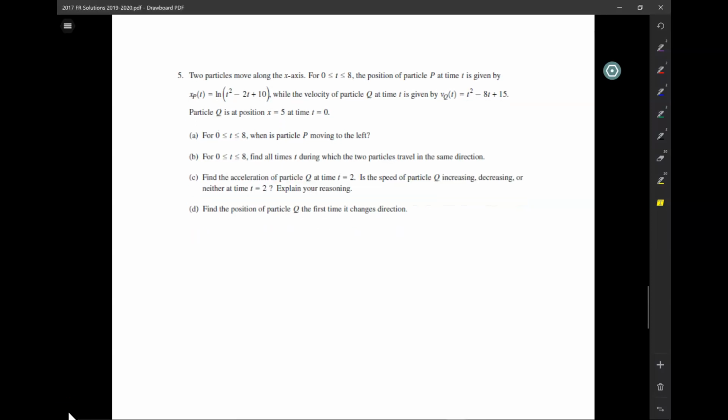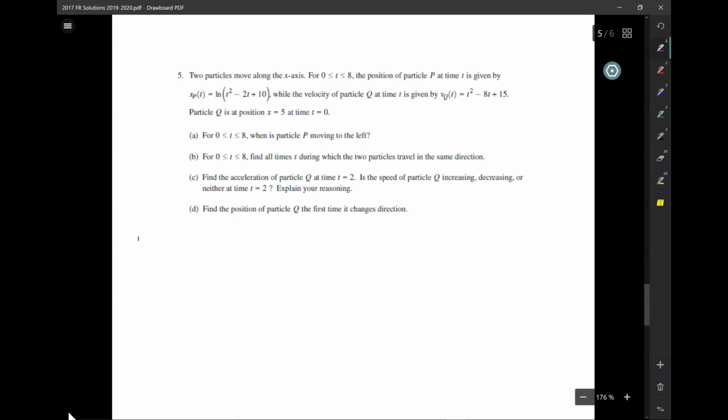Okay, so number 5, we have two particles moving along the x-axis. For 0 ≤ t ≤ 8, the position of particle P is given by x of t, while the velocity of particle Q is given by v of t. Particle Q is at x equals 5 when time is 0. First it says, when is particle P moving to the left? So for that, I need Vp of t, right?